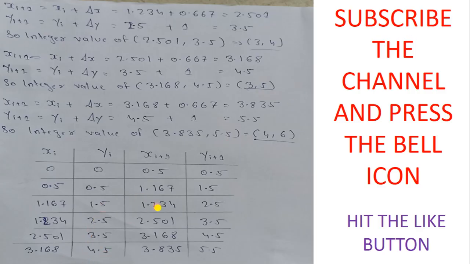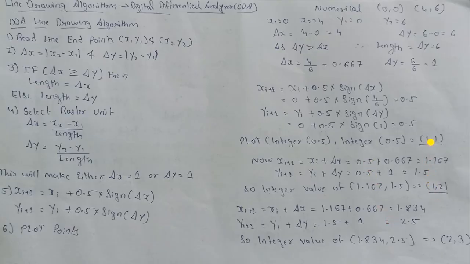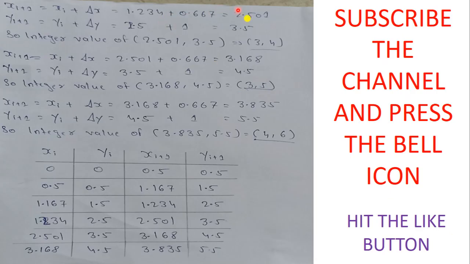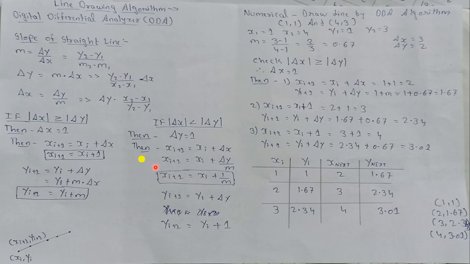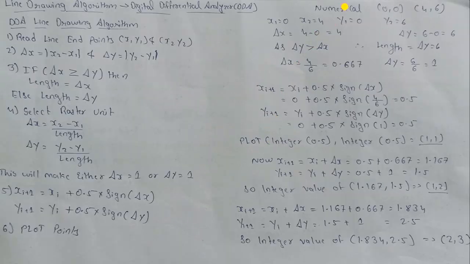We have to take the next points values. Okay, so these are the integer values. See here, you can see 1,1, 1,2, 2,3, 3,4, 3,5, 4,6. So you have to take the integer value. Okay, in the graph you can plot the points, and you can draw the line like this. This is the x value, and this is the y value. Similarly 1,1, 1,2, 2,3, 3,4, something like this will come, and you should plot the line.